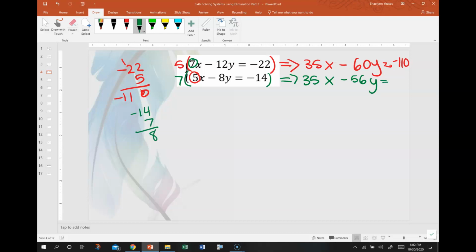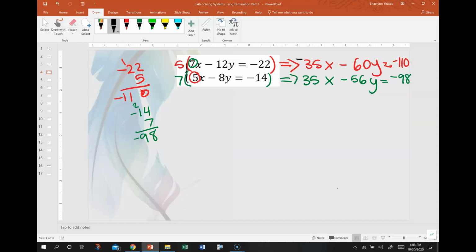7 times 4 is 28. 7 times 1 is 7. 8, 9. So we got negative 98. Beautiful. My calculator is not working, so we are using math here. Okay, now you may notice, just like last time, these signs are exactly the same. So right now, if I added them, I would get 70x. That is not what I want.